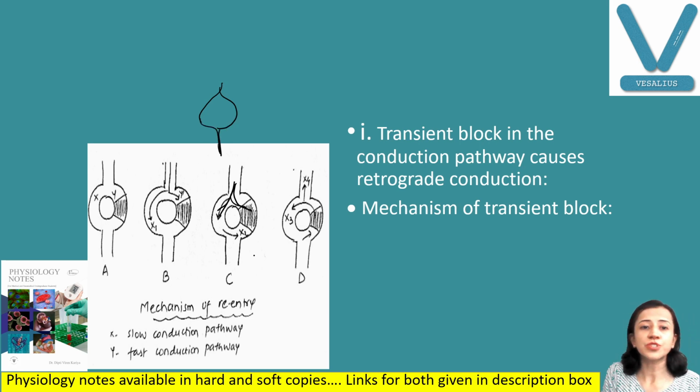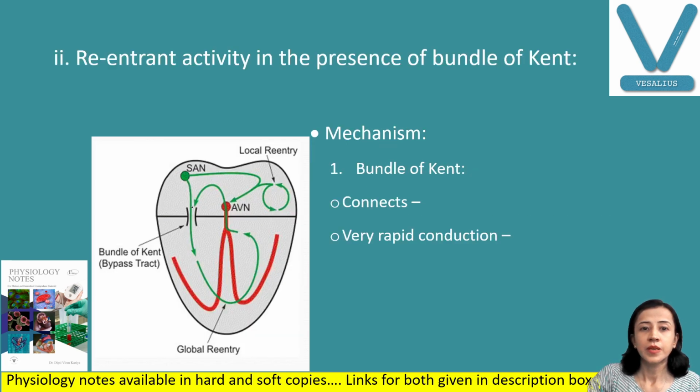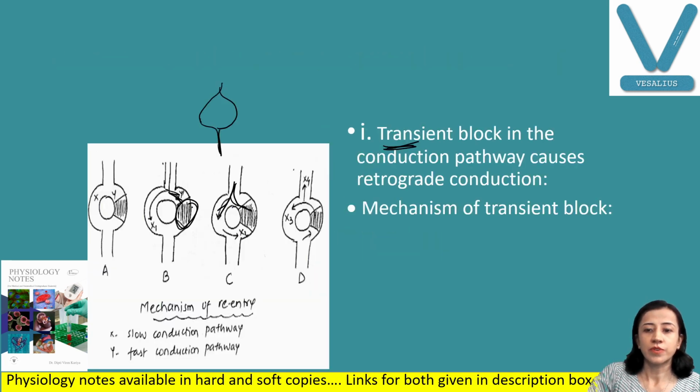But suppose, as we have discussed, there is transient block for a few seconds. So if there is a block here, this impulse cannot excite or depolarize this area. Why? Because this is the area refractory to the depolarization. So this is the first thing which has happened due to the transient block. Then what happens afterwards? Here you can see this cannot be depolarized.